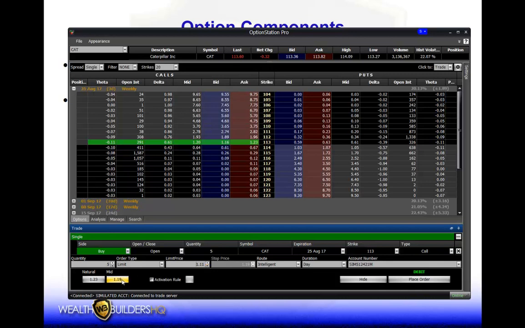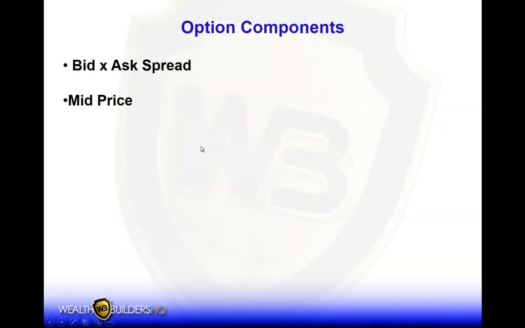Oh wait, I went too far. Just hit mid again, and it'll fix it. If I want to go natural, this is what it's on the ask, the natural price for the buy. It's automatic. Mid just helps me not have to do math, all right, which I like a lot.